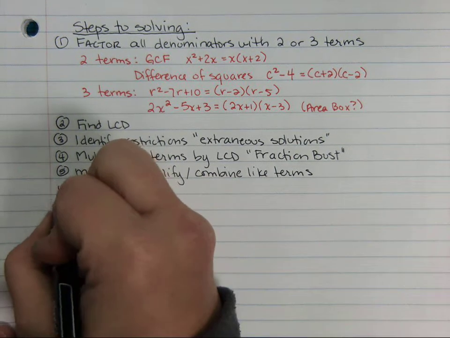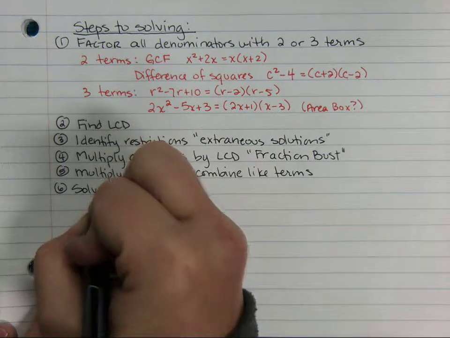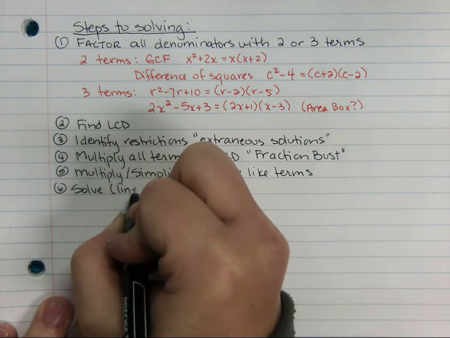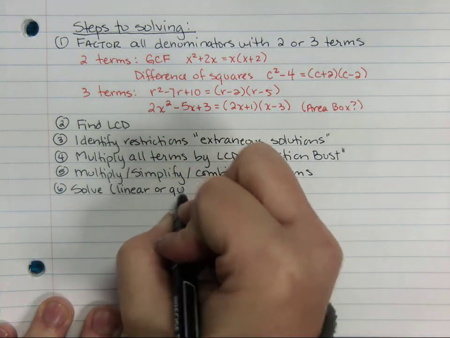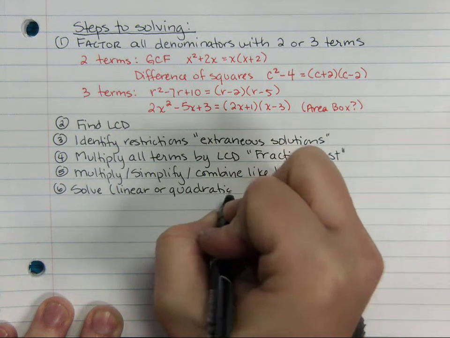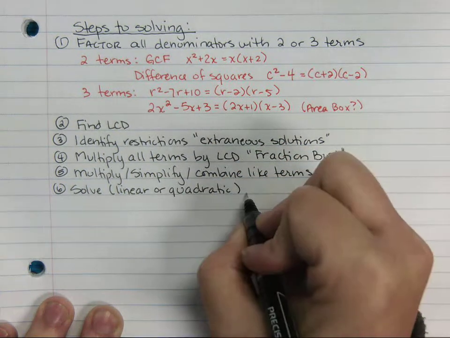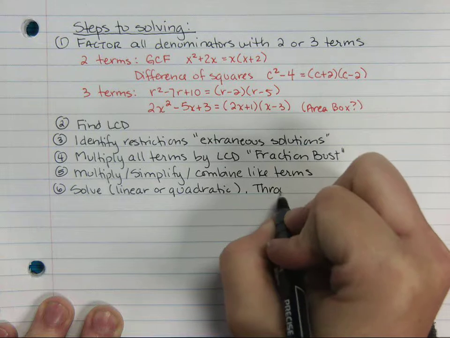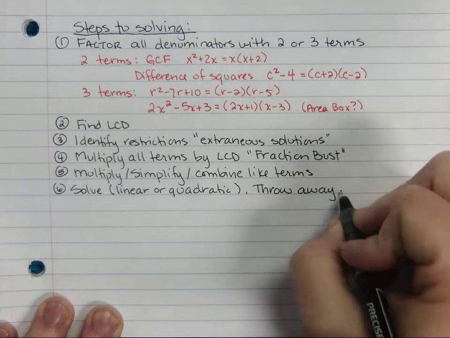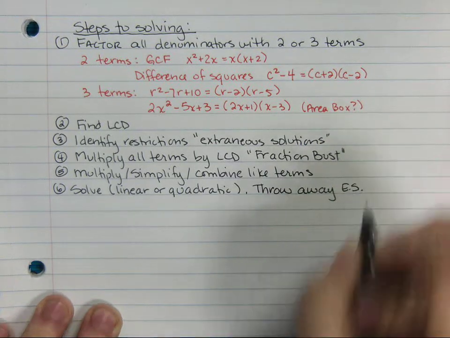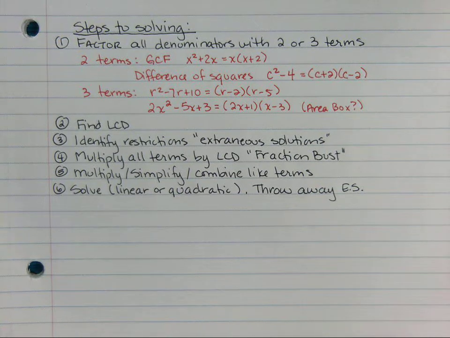So now you're just going to solve. Again, it's going to end up being something linear or quadratic. And you're going to throw away extraneous solutions. Let's call them ES, so you don't have to write the word all over again. So it looks like a lot of steps, and it kind of is. These are going to take a lot longer than pretty much anything else we've done so far in this module.